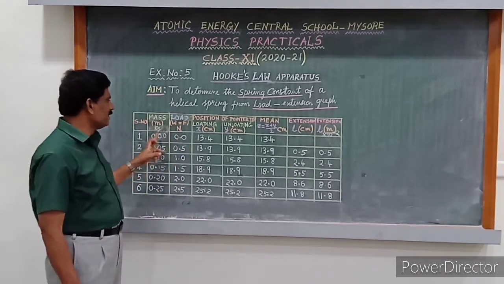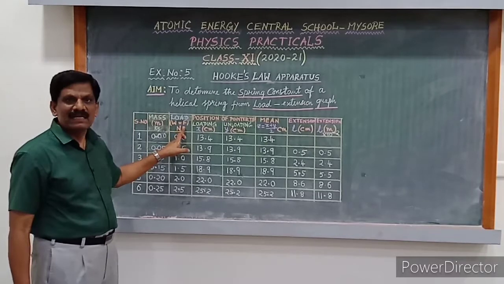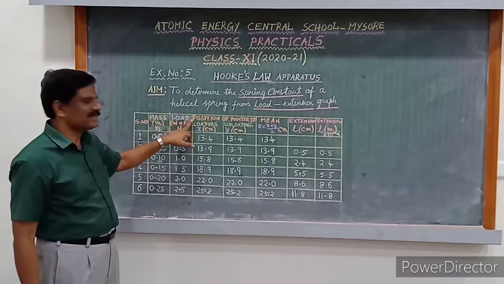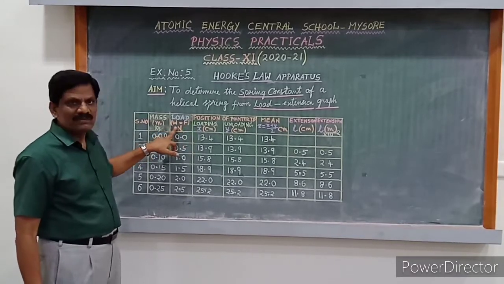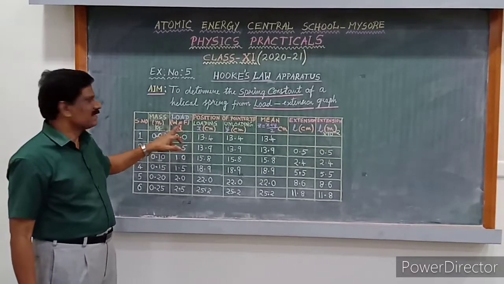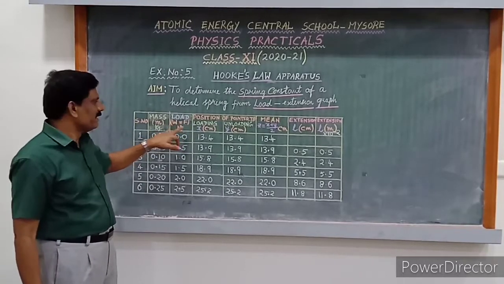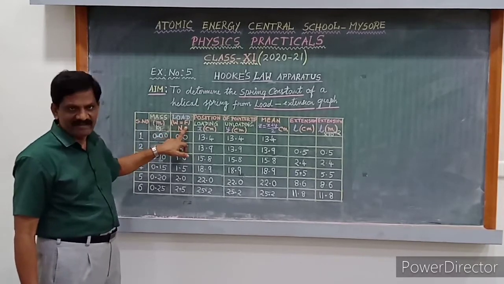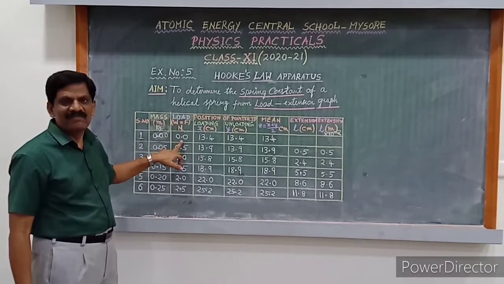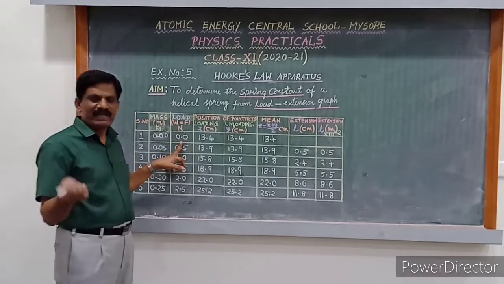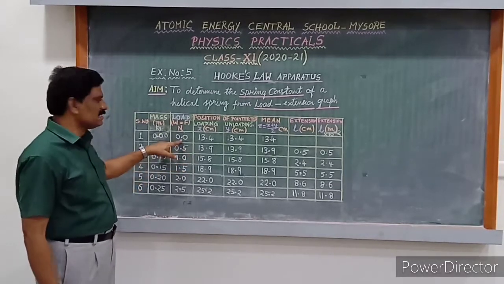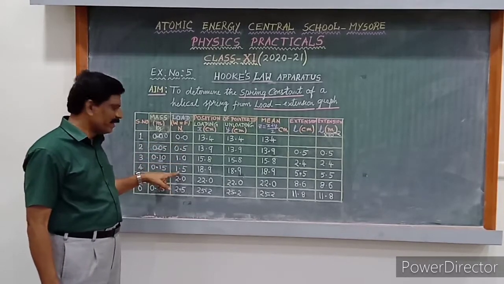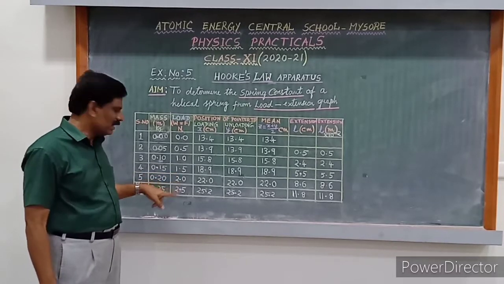So I have multiplied this kilogram into 10, so that the unit is now Newton. So this is called as a load or W. Symbol is F, because the load is nothing but the weight and the weight is nothing but the applied force. So I can use any symbol, either W or F. So that the load is now converted from gram weight to kilogram weight, now kilogram weight to Newton. So this is 0 Newton and this is 0.5 Newton, 1 Newton, 1.5 Newton, 2 Newton and 2.5 Newton.